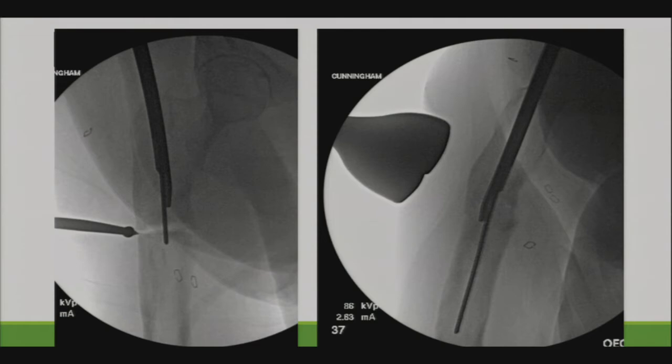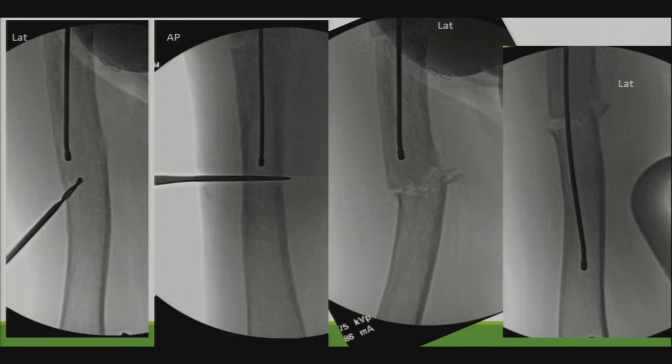So this is a finger device and a sharp guide pin going down into the distal segment across the first non-union or stress fracture site. And here's the ball tip when it gets down to the second deformity. You can see this is not going to be very successful down here for a nail.